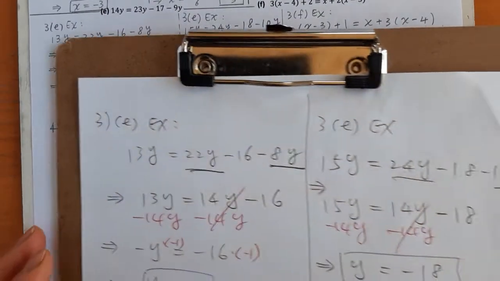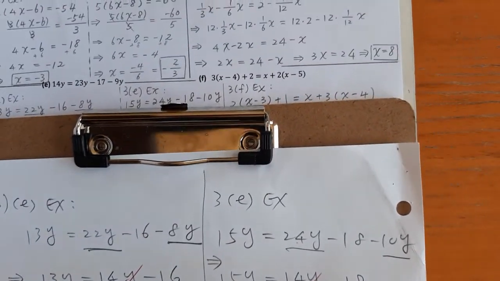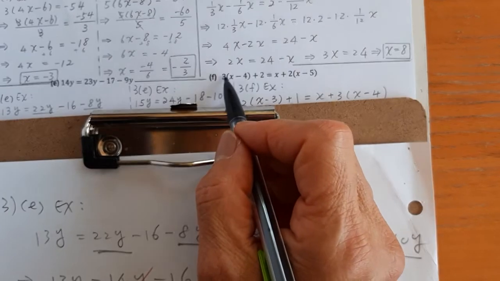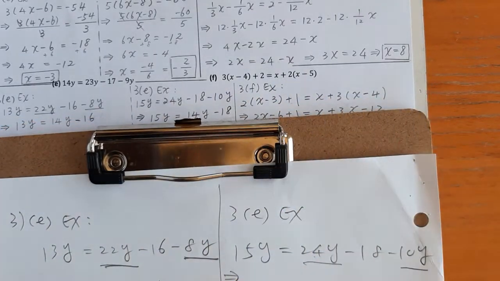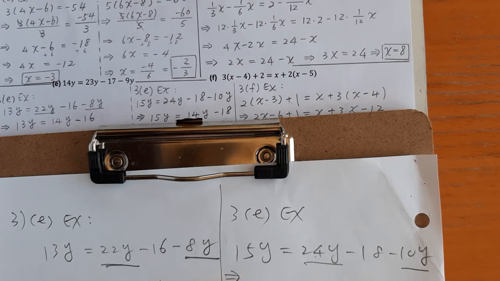Then next one, 3f. This is the homework question. Example here, 3f: 2 times x minus 3 plus 1 equals x plus 3 times x minus 4.